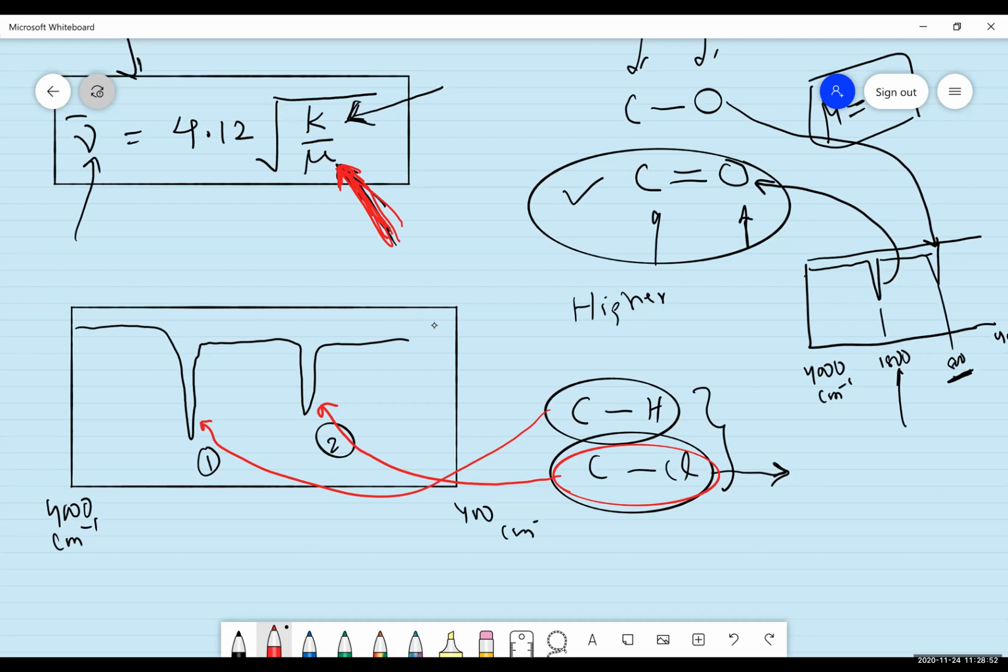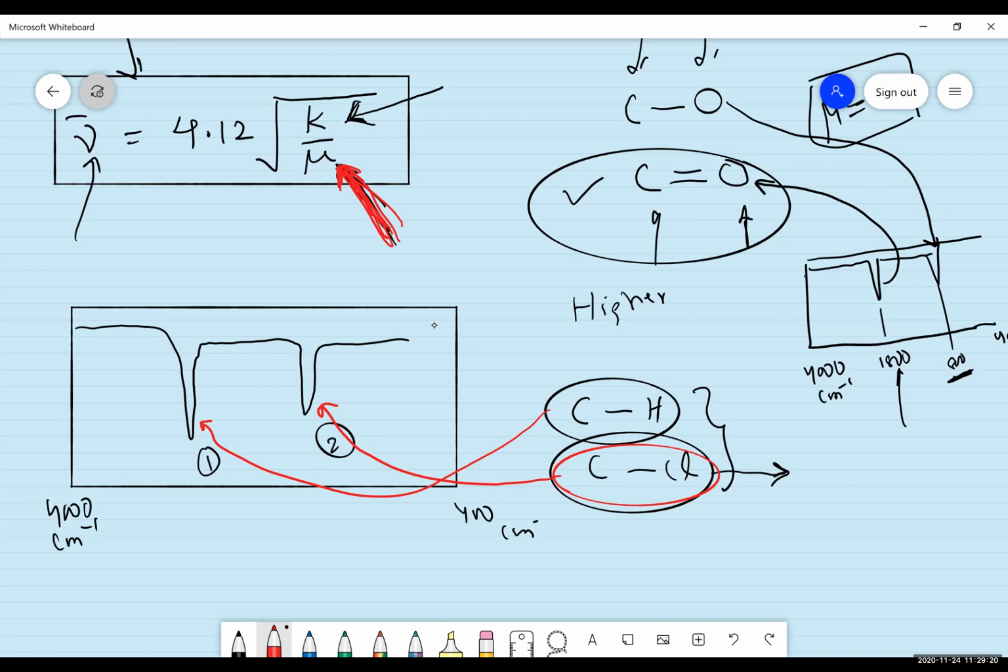I'm sure you guys have questions. Please let me know. Is that okay? Does it make sense? Yeah. So there are only 2 things to look at. One is whether it's a double bond, single bond, or triple bond. The other thing is combined mass. Higher combined mass means that the signal will appear at smaller wave number value.